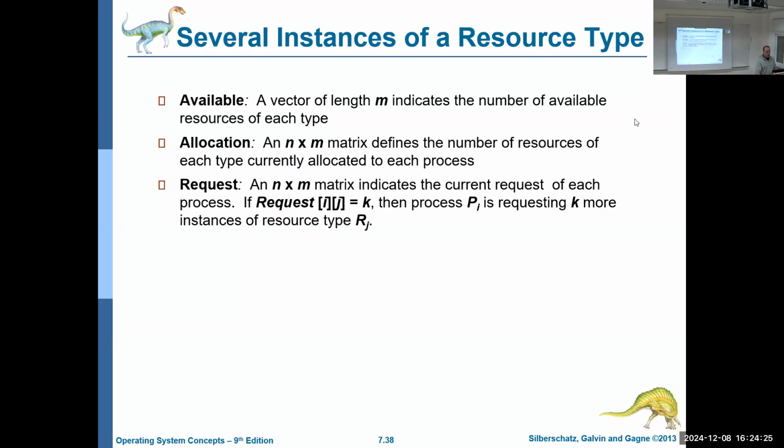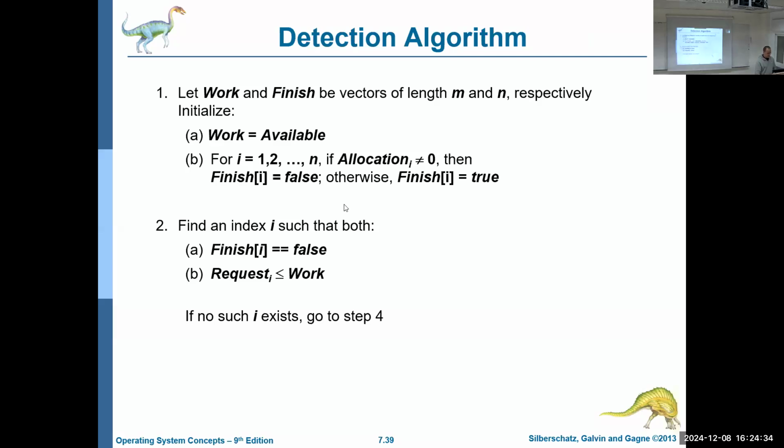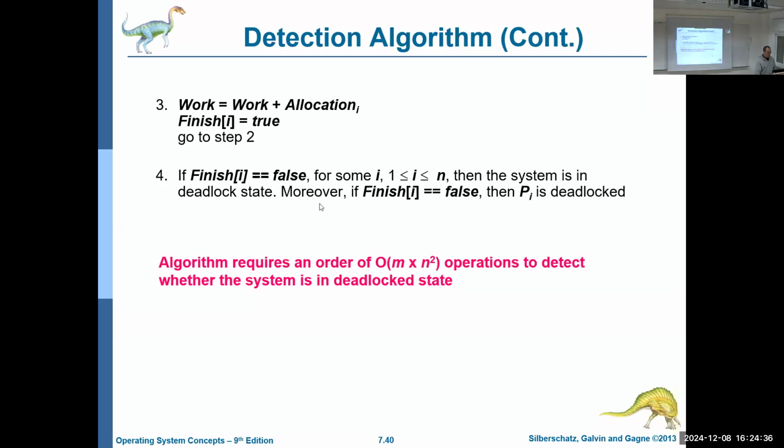What if you have several instances of a resource type? Then we have to have a 2-dimensional array again. This is just the algorithm, which you can look at in your textbook. The algorithm requires an order of m times n operations to check whether the system is in a deadlock state. Now, there are a lot of checks if we have multiple resources.